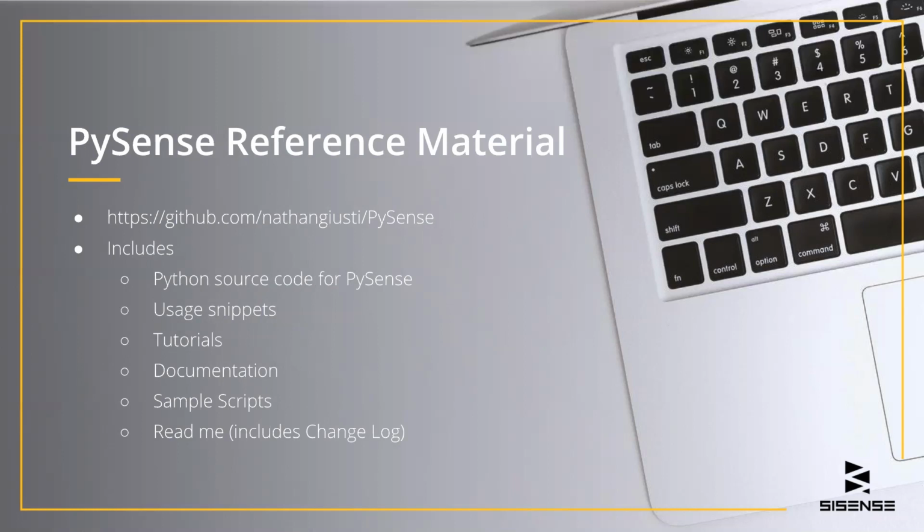Primarily, you're going to be using GitHub. GitHub is where the PySense project is located. You'll see the link here. This includes the Python source code for PySense. You can always look at the source code, see exactly what's going on underneath the surface. It is an open source project. You can see usage snippets that might show you little examples of how to do things. There are additional tutorials, including the documentation for this.